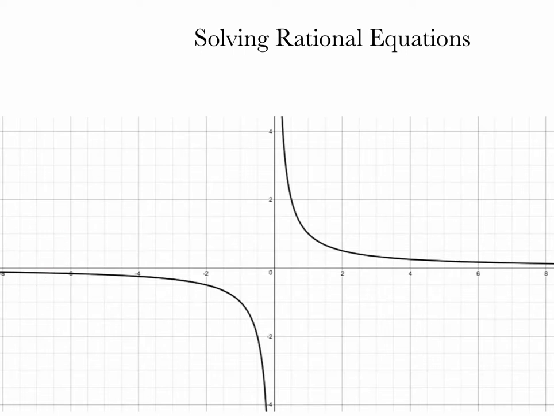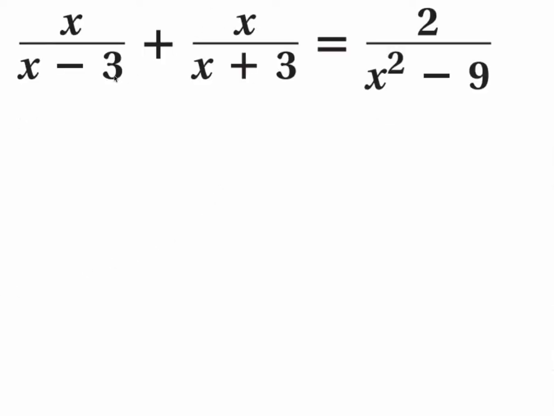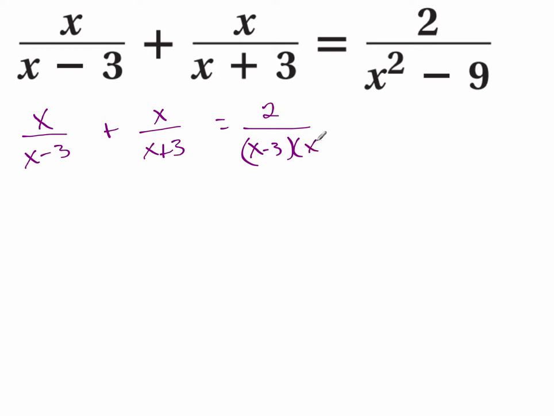Now let's look at solving rational equations. When you solve rational equations, the first step is to factor everything. So when I factor this, I get x divided by (x minus 3) plus x divided by (x plus 3) is equal to 2 divided by (x minus 3)(x plus 3).